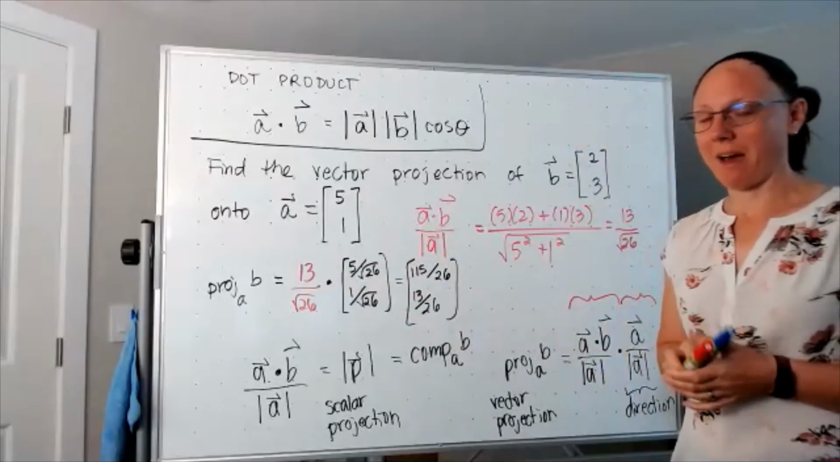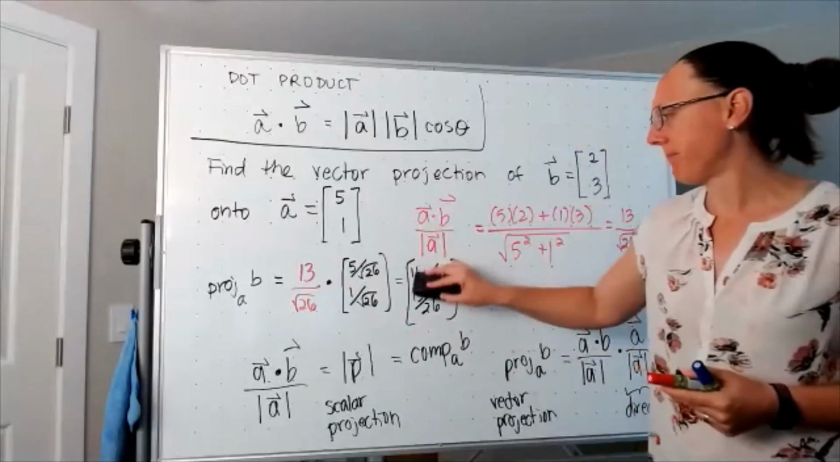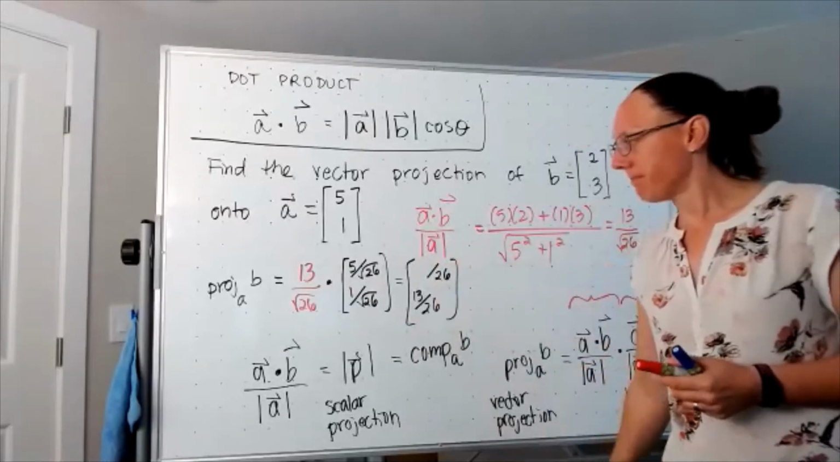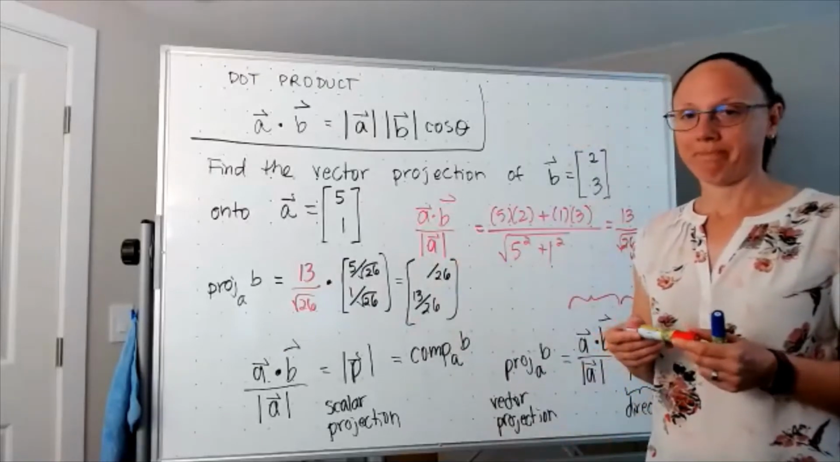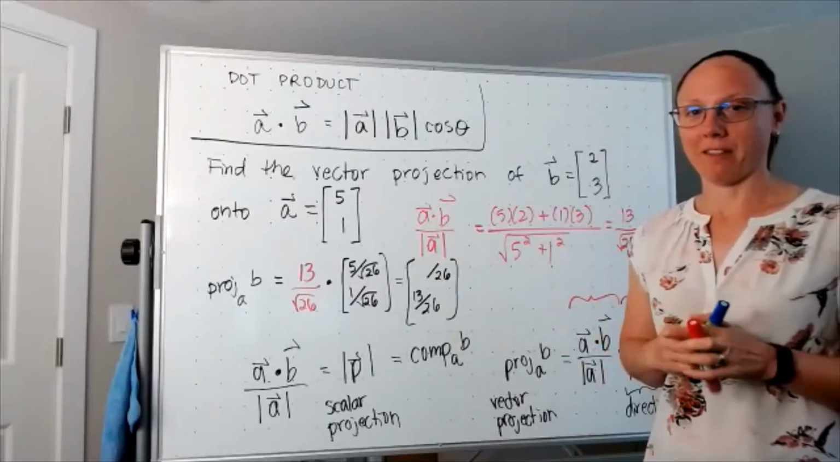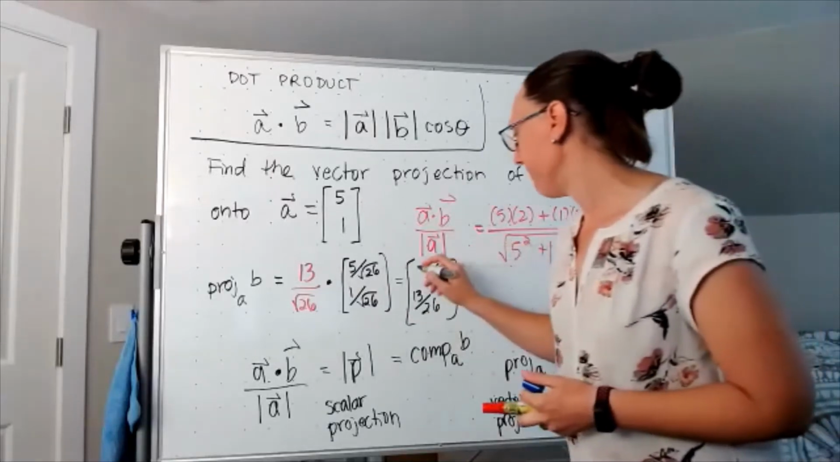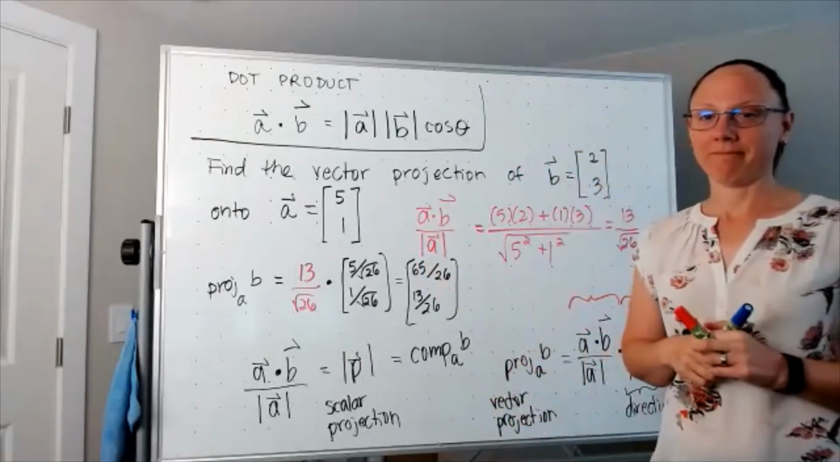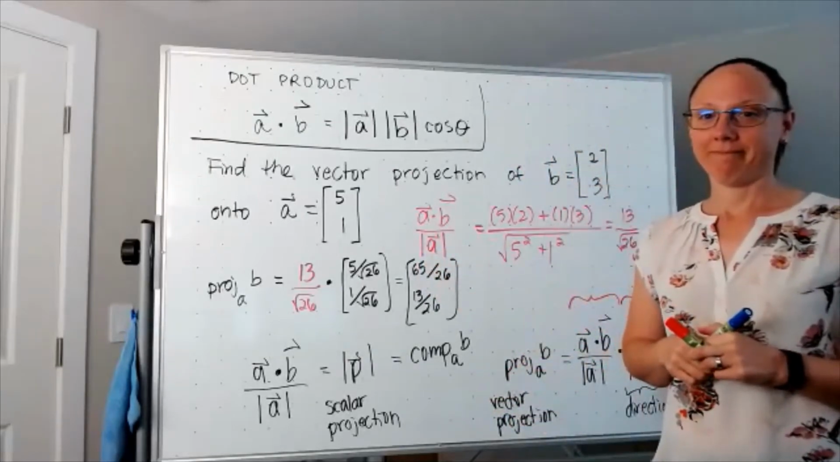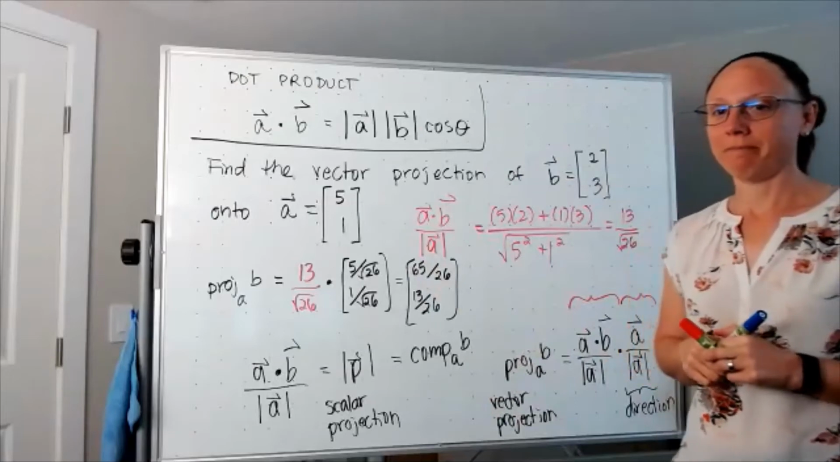65. Oh, did I do math wrong? I did math wrong. 13 times 5 is 65. Thank you for helping me do math this morning. Cool.